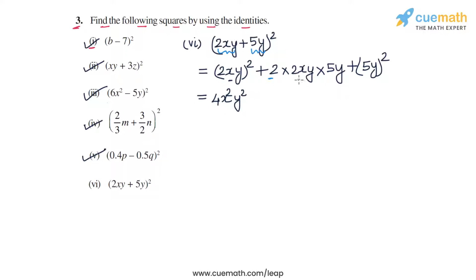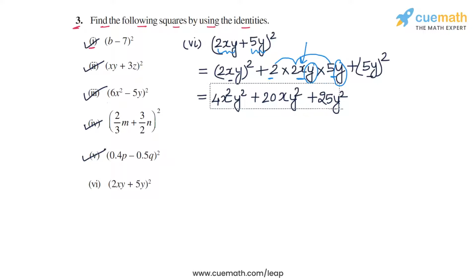Then we have 2 into 2xy into 5y. So 2 into 2 into 5 is 20. And then we have two repetitions of y and one repetition of x. So we will get xy square as the variable part. So the second term we will get is 20xy square. And then the last term will be 5y whole square, which is 25y square. So this expression, 4x square y square plus 20xy square plus 25y square, this is the answer in part 6. And with this, we have completed question number 3.